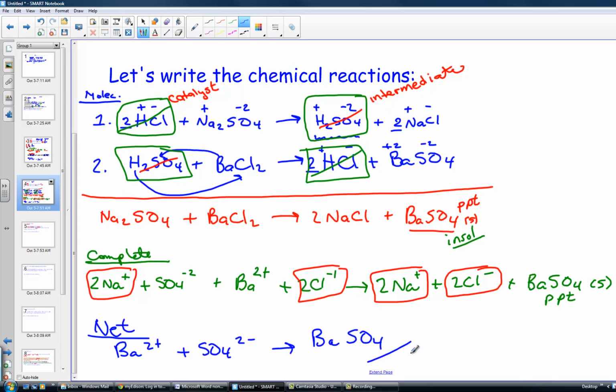This white solid indicates the presence of sulfate. If it's not precipitating, the sulfate is absent. If there is the formation of a precipitate, the sulfate is present.